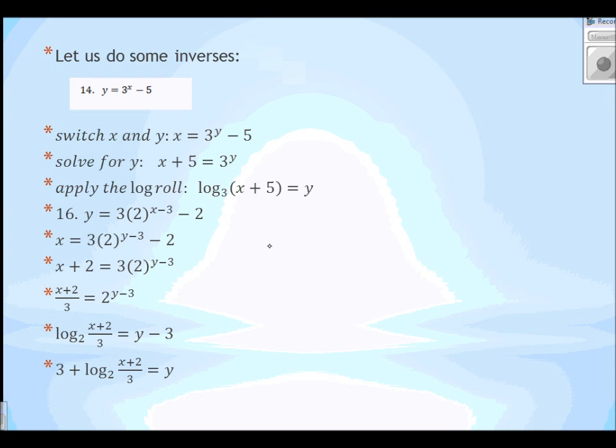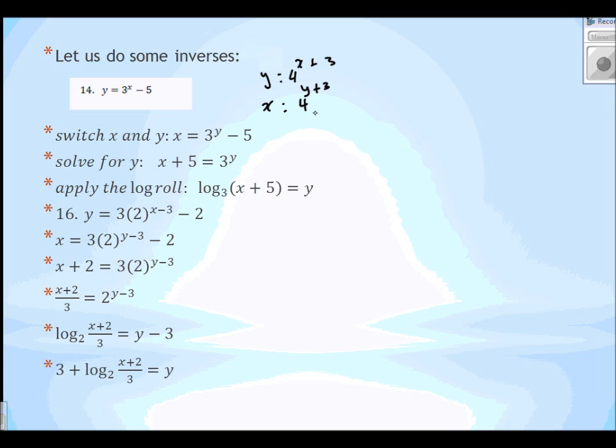So let's go to this question where you are asked to find the inverse of the exponential function. This is already done for you, but I'm going to do something different. We have y equals 4 to the power of x plus 3. The first step would be to switch x and y. So this becomes x equals 4 to the power of y plus 3. Now we have to solve for y.